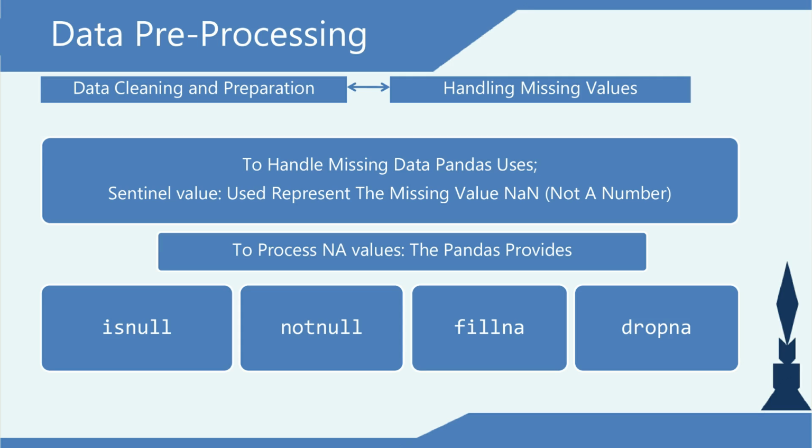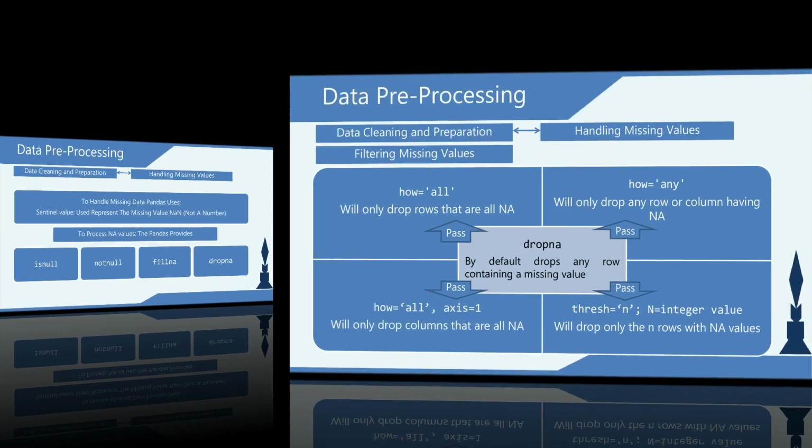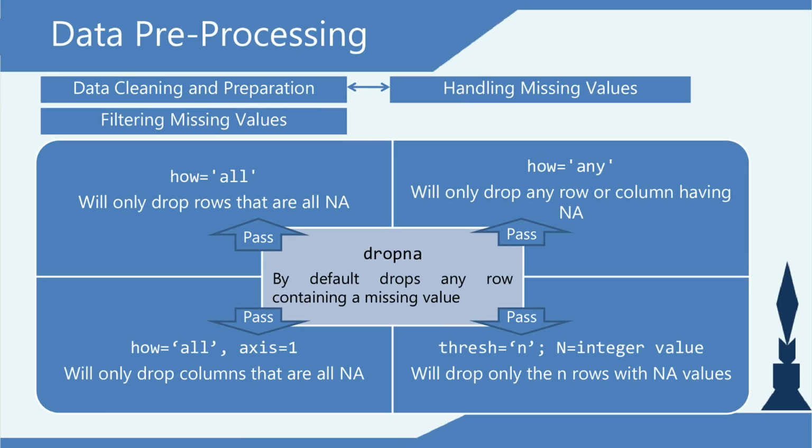Pandas provides four important methods to handle the missing values. They are isnull, notnull, fillna, and dropna methods. With data frame objects, things are a bit more complex. We may want to drop rows or columns that are all null or only those containing any nulls.